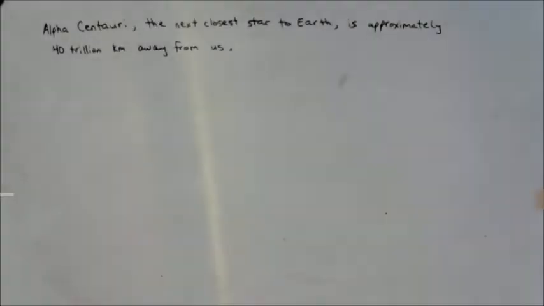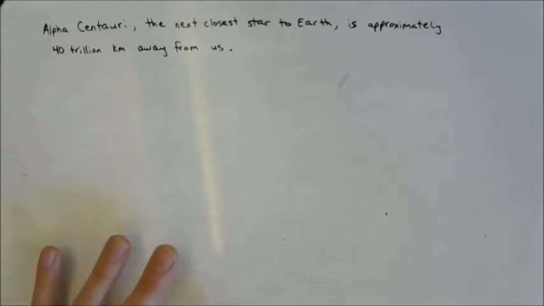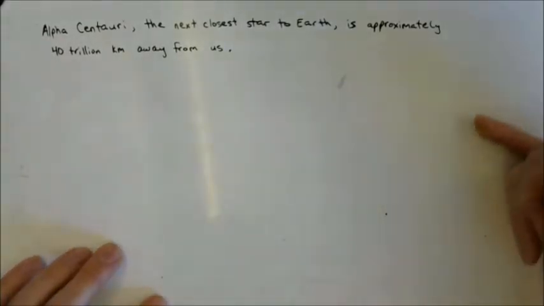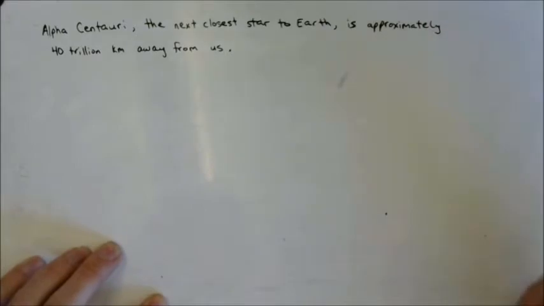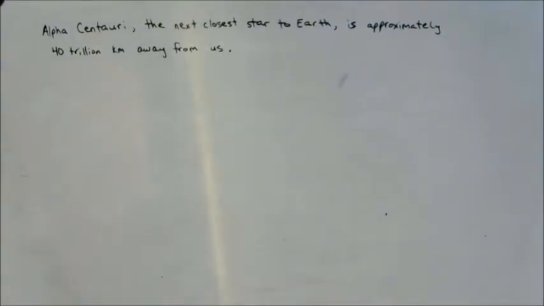Okay, this is lesson 3.4, talking about scientific notation. Scientific notation is just a way of writing really big or really small numbers using powers of 10. So we have this example before us. Alpha Centauri is the next closest star to Earth, and it is approximately 40 trillion kilometers away from us.